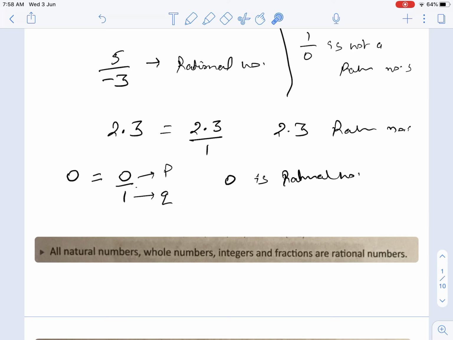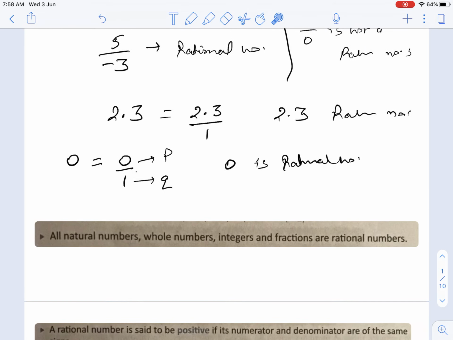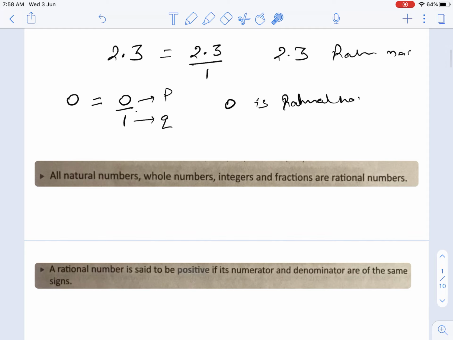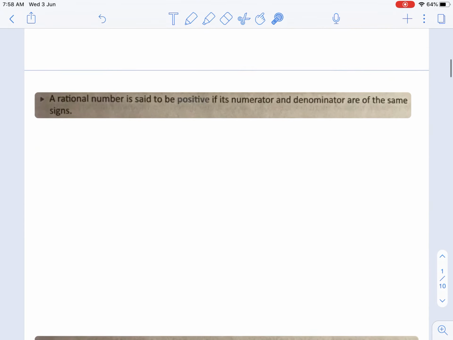Okay, now let us proceed further. One by one, let us see what points we have learned in the previous classes. Next, we have learned that a rational number is said to be positive if its numerator and denominator are of the same signs.